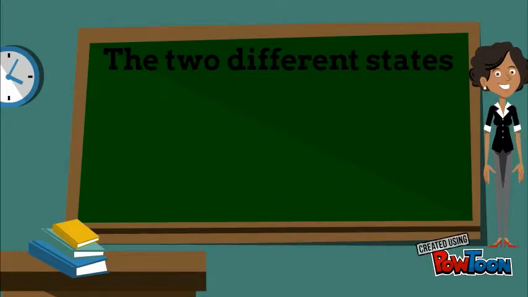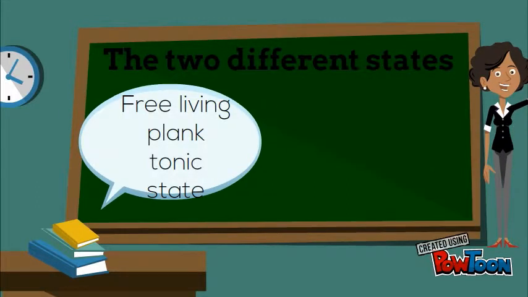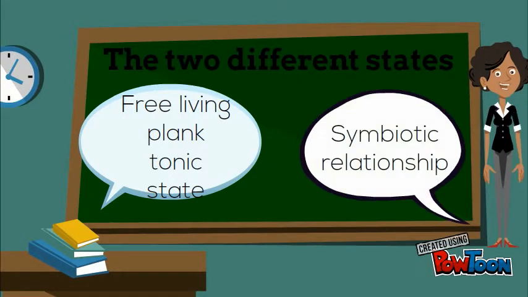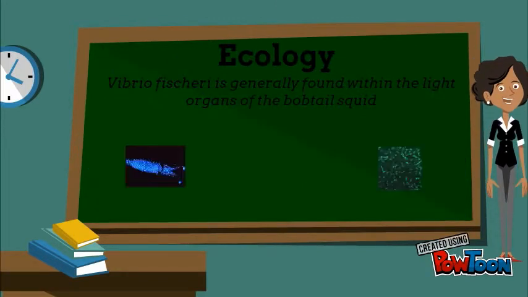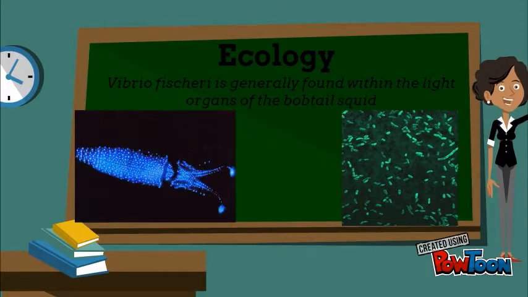Vibrio fischeri can live within two different states. There's the free planktonic state, where they live in the ocean or in dispersed areas and feed off of dead, decaying matter, or they can live as a symbiote within a host. Vibrio fischeri is generally found within the light organs of the bobtail squid.